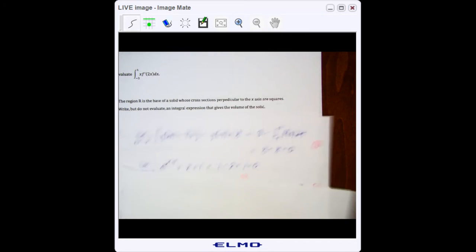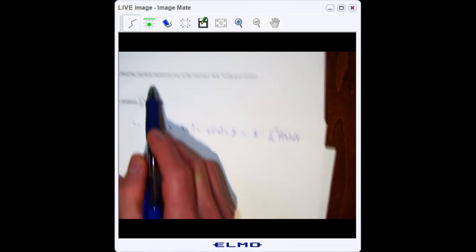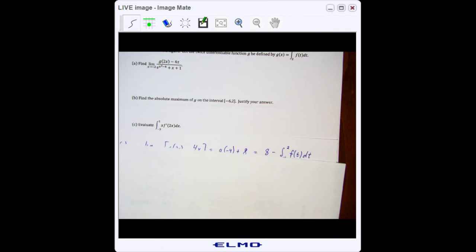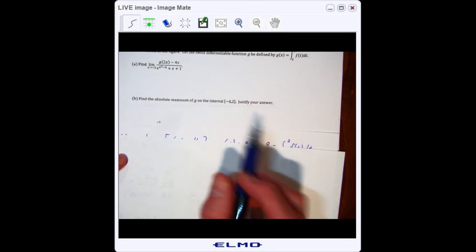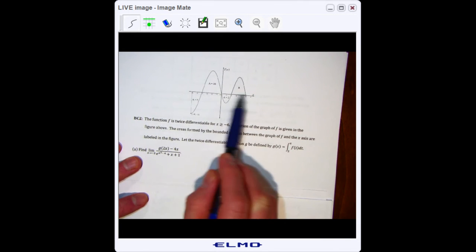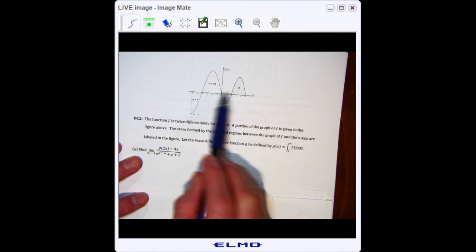All right, part B, find the absolute maximum of g on the interval -6 to 2. Justify your answer. So absolute maximum is our candidates test. I have to check the values of g at the critical points and the endpoints. So the endpoints are -6 and 2. The critical points are when the derivative is 0. Now notice, this is the graph of the derivative right here. Okay, so there's 3 critical points.